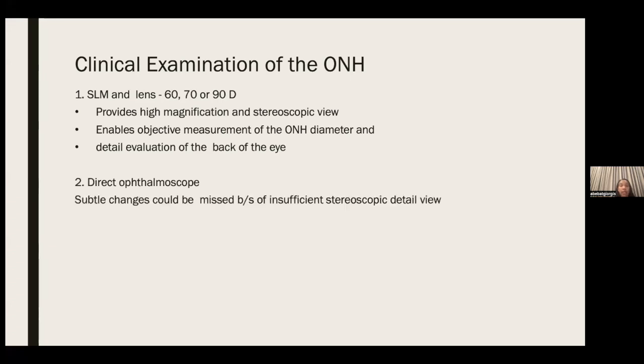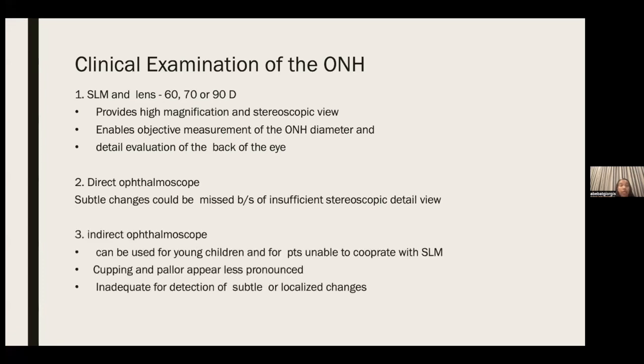The other clinical examination means is using the direct ophthalmoscope, but subtle changes could be missed because of insufficient stereoscopic detail view. And the other one is the indirect ophthalmoscope. This can be used for young children and for patients unable to cooperate with the slit lamp, but cupping and pallor may appear less pronounced, and it's also inadequate for detection of subtle and or localized changes.